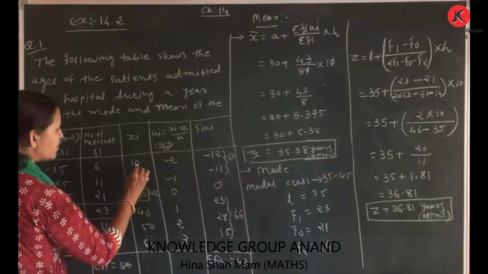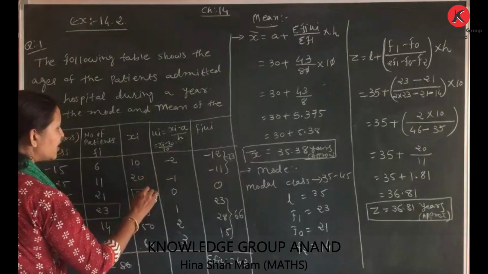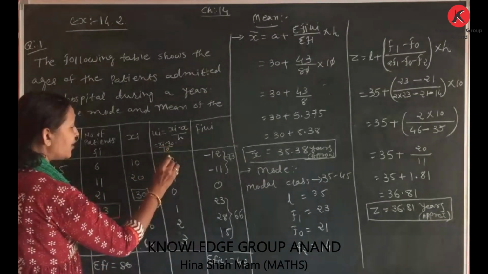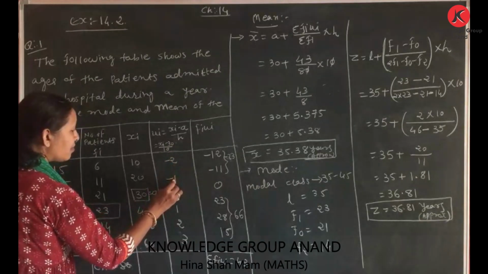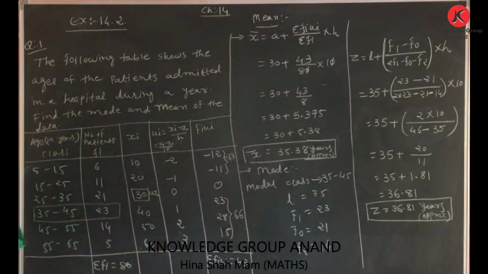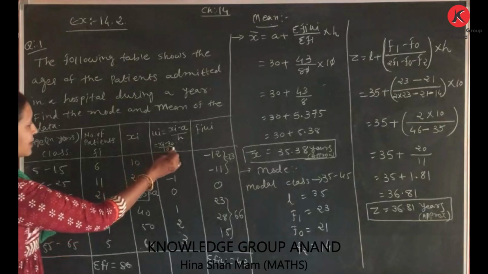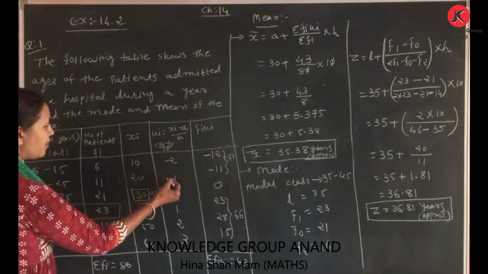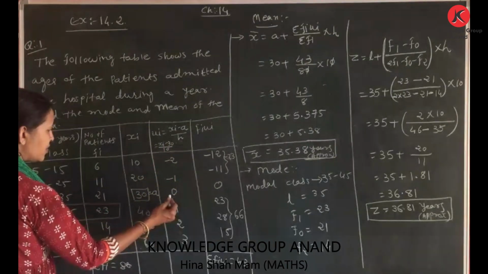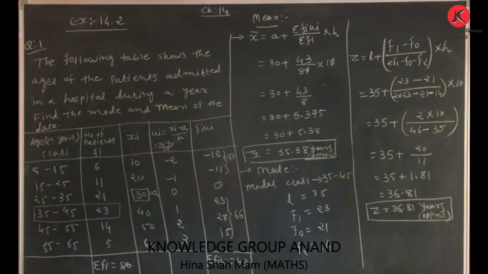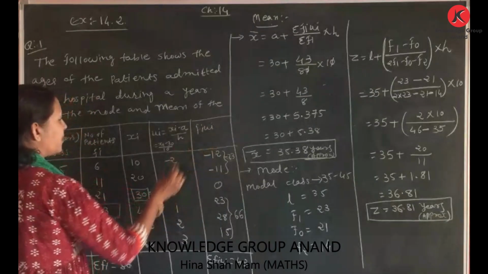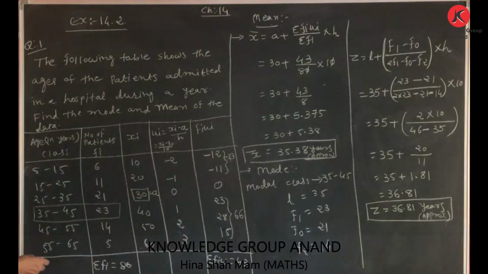For the first class, ui is equal to 10 minus 30 divided by 10: minus 20 divided by 10, then minus 2. Here the values are minus 2, minus 1, 0, 1, 2 and 3. 20 minus 30 upon 10 is equal to minus 10 upon 10, minus 1. 30 minus 30, 0 upon 10 is equal to 0, and so on: 1, 2, 3. Now multiplication of fi and ui. We prepare the column fi ui.